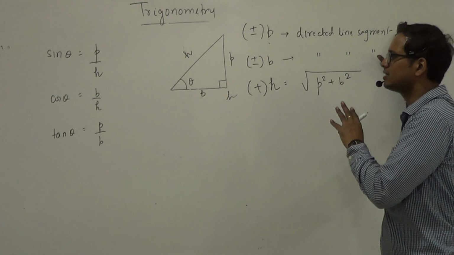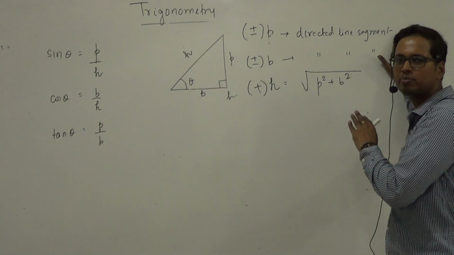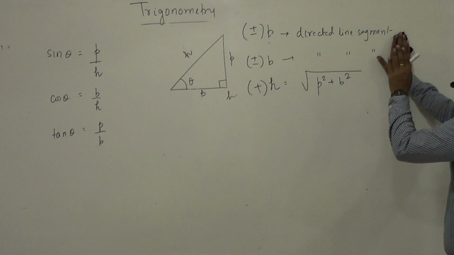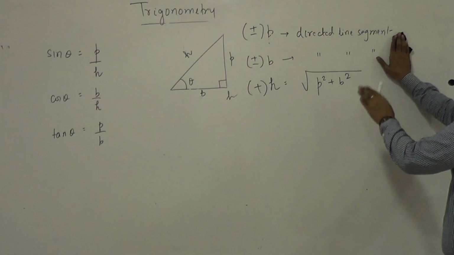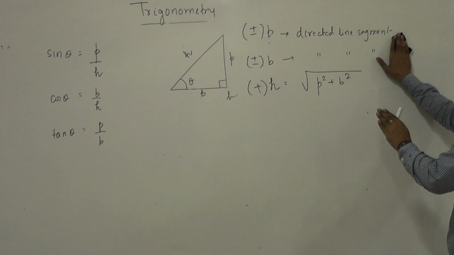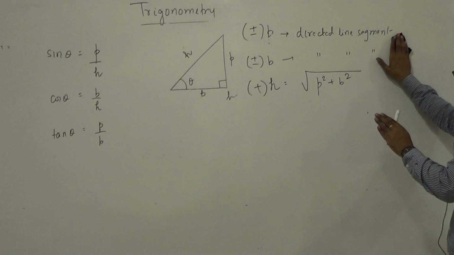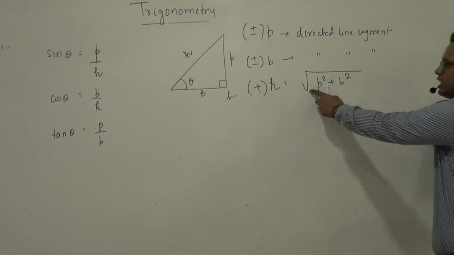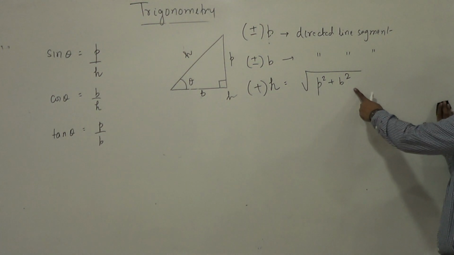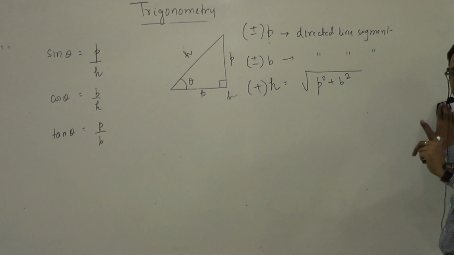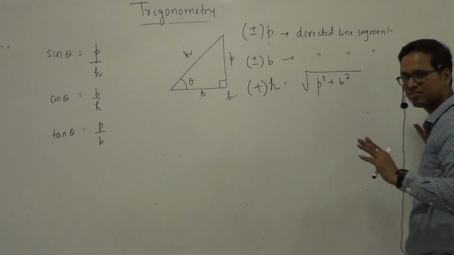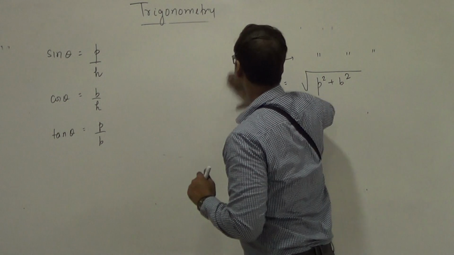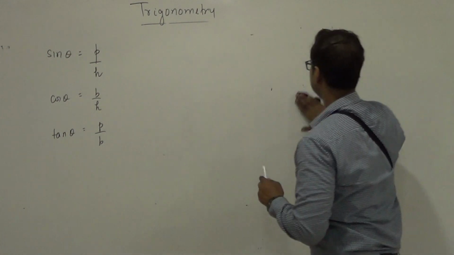Now I am going to tell you something which is very, very important, and if you master this art, then you will have a lot of comfort dealing with difficult level problems on this topic. So please note this down. Base, perpendicular, both are directed segments. They have signs, right? And hypotenuse is always positive because it is under root of p square plus b square. We discussed this in the bridge course, the very first class.